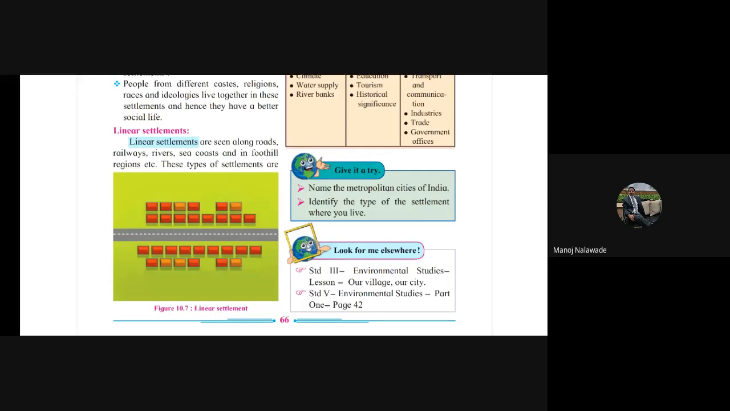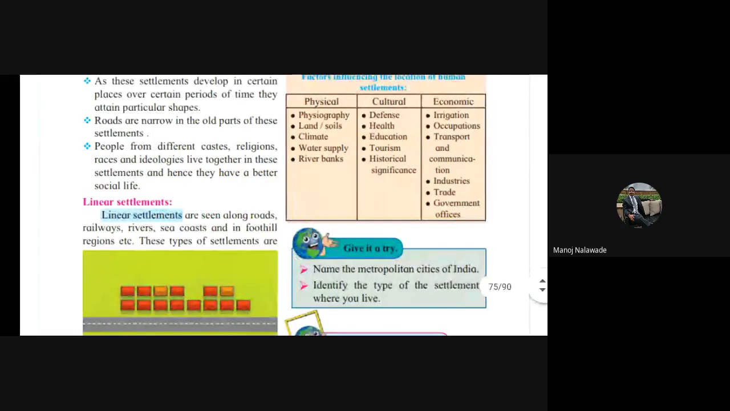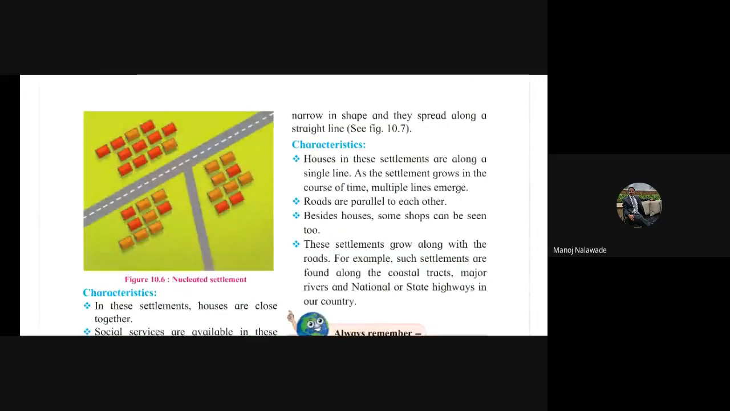Also the sea coast. We know that at the sea coast, on one side there is a sea and on the other side there is land. So on the land side or the coast side, there is a settlement of people. So this is also linear. These types of settlements are narrow in shape and they spread along a straight line. They are not very deep.